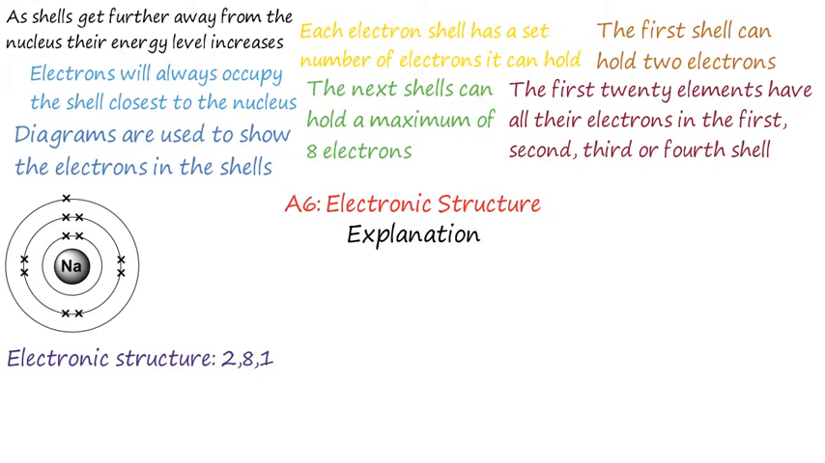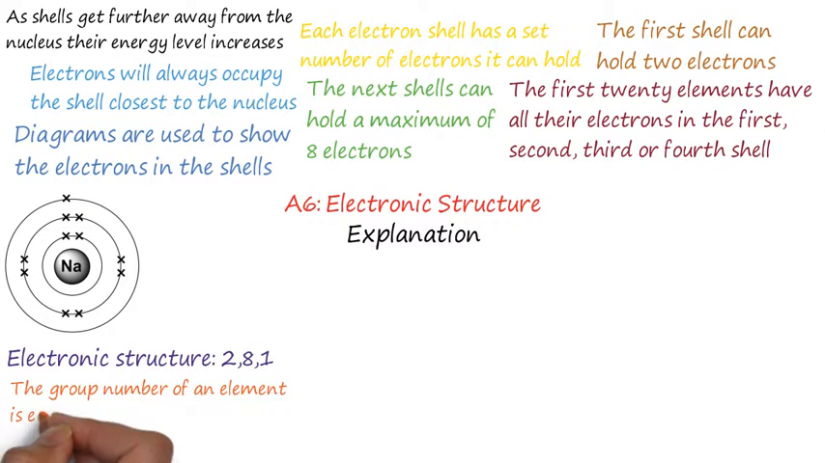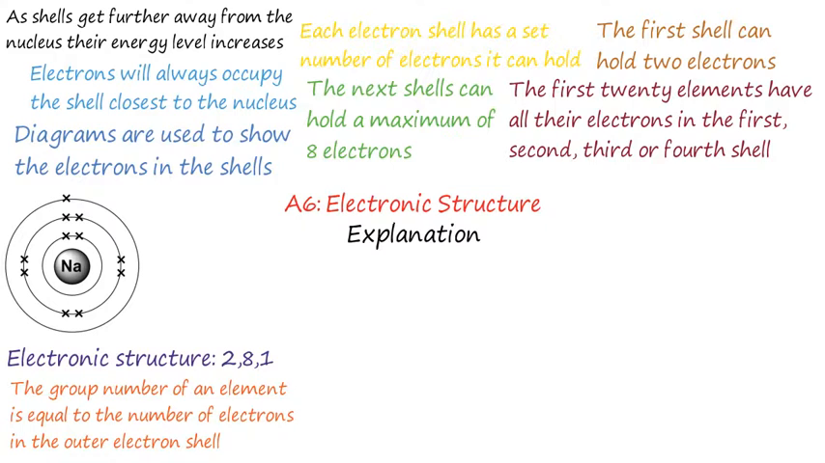The arrangement can also be written in order of increase in energy, called the electronic structure. You first write the number of electrons in the first shell, followed by the second, third, and so on, all separated by commas. For example, the electronic structure of sodium in this case would be 2, 8, 1. The numbers in the electronic structure all add up to give the number of electrons in the atom.